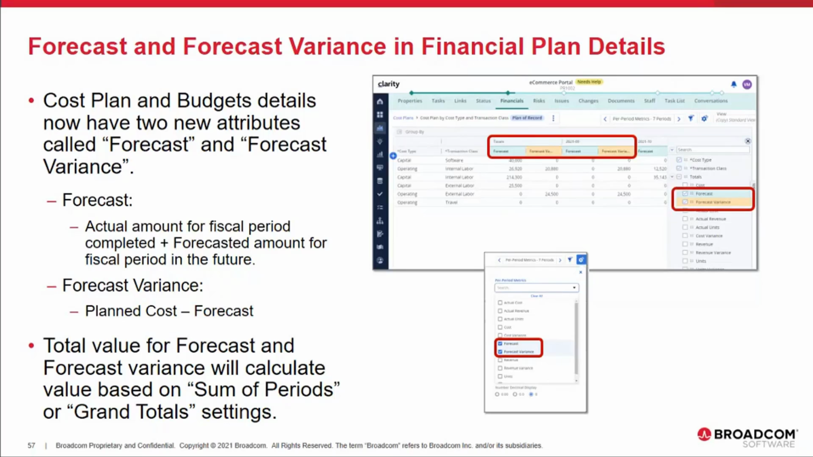Customers were not able to see these two values when they were within the financials, and now this is available to them. These two values were there in the financial plans module that existed in the system a long time ago, and customers are moving away from that module to these new financial models that allow them to see cost plans, budgets, actuals, and benefits. The total value for the forecast and forecast variance will still be controlled based on the view setting, whether you're seeing the sum of periods or the grand total settings. So that still works the same as the other attributes.